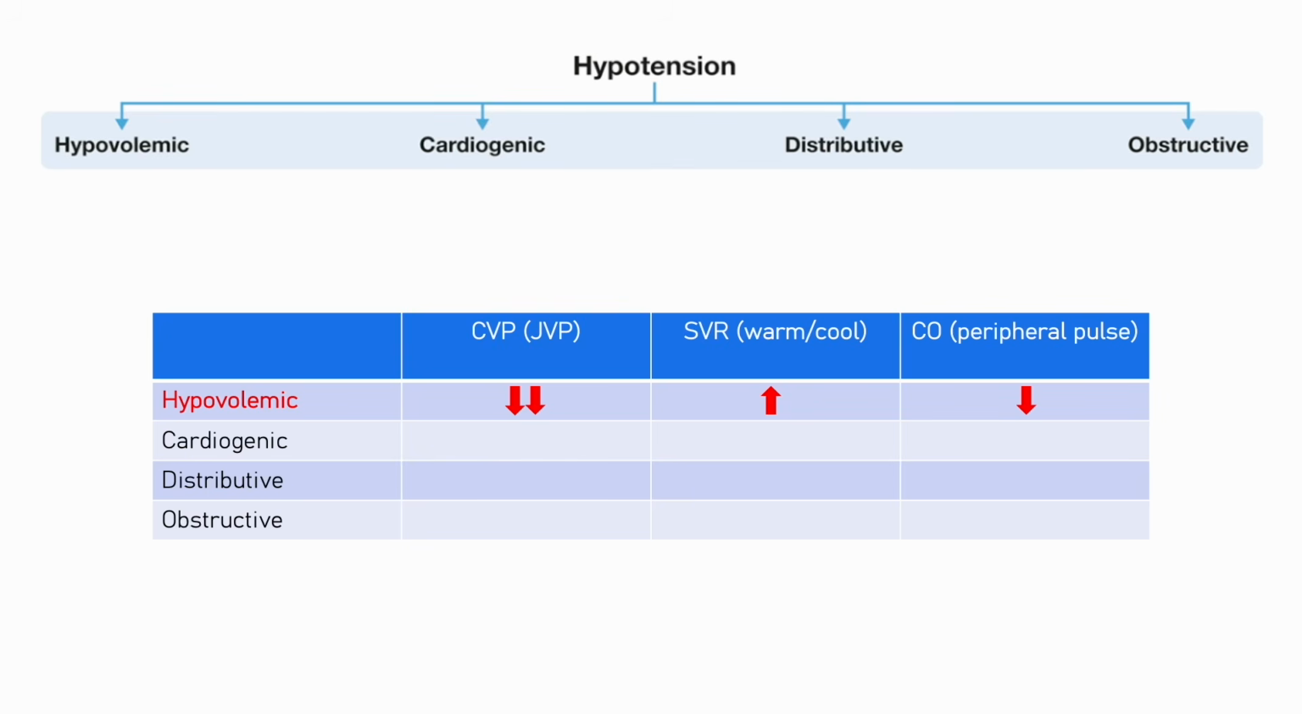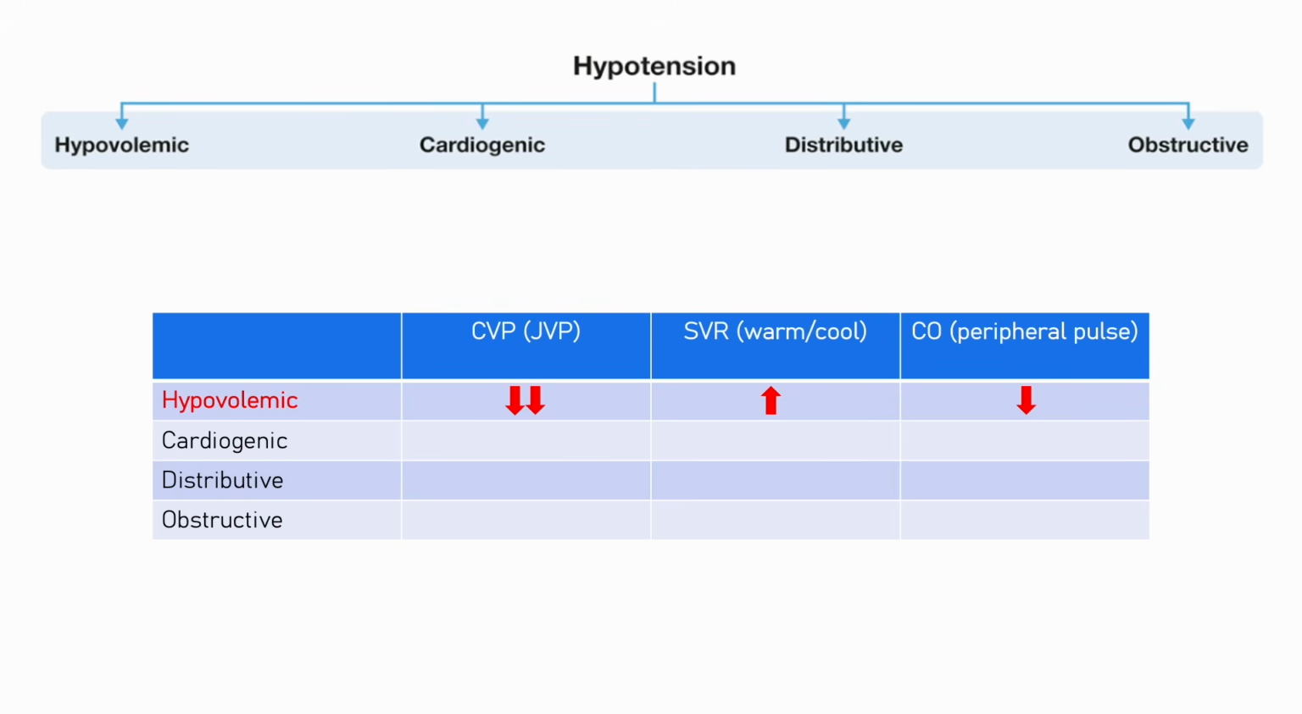In hypovolemic hypotension, the fundamental problem is loss of circulating volume. With less blood returning to the heart, preload falls. That means stroke volume falls, cardiac output drops, and blood pressure decreases. Because the body senses this fall in pressure, it activates the sympathetic nervous system. Systemic vascular resistance increases in an attempt to maintain perfusion, which is why these patients often have cool, clammy extremities.